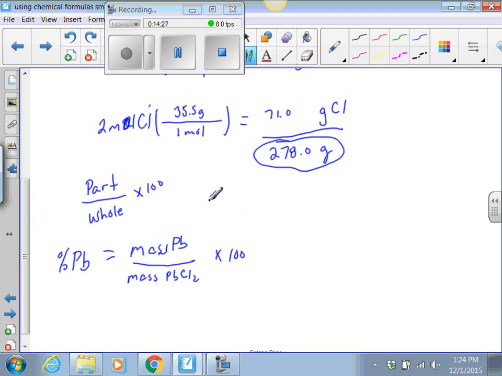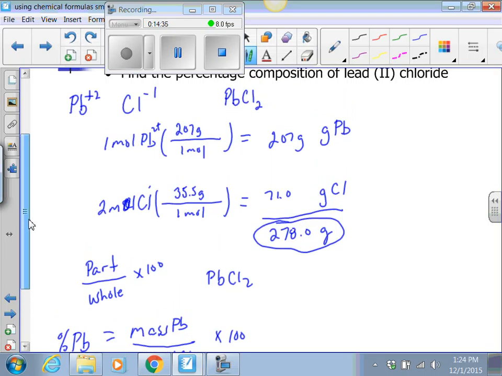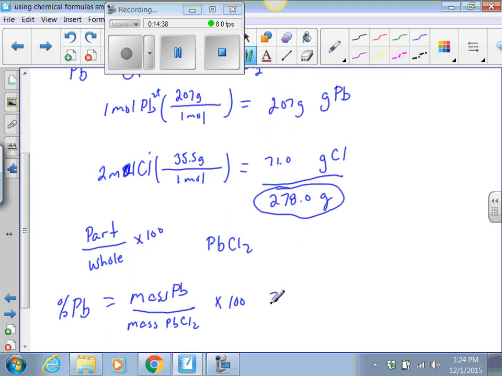So according to our formula, which is PbCl2, we've got 1 mole worth of lead. So 1 mole worth of lead, we've actually already done the calculation up here, is 207 grams. Then that's divided by the mass of the whole, which is 278. And then that's going to be multiplied by 100. And you can see lead takes up the majority of this mass, 207 278ths. And that's going to come up to 74.4%.